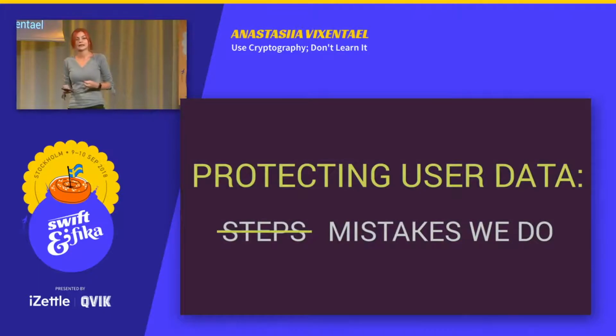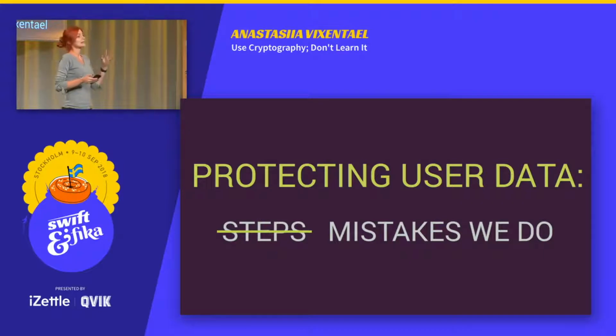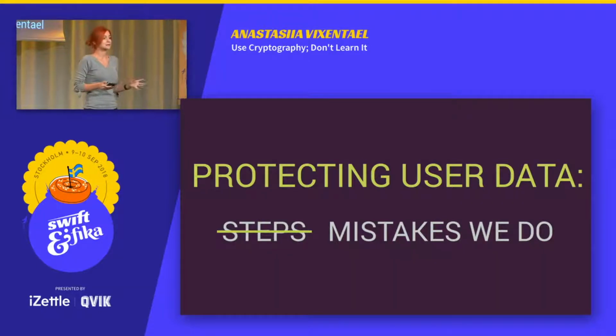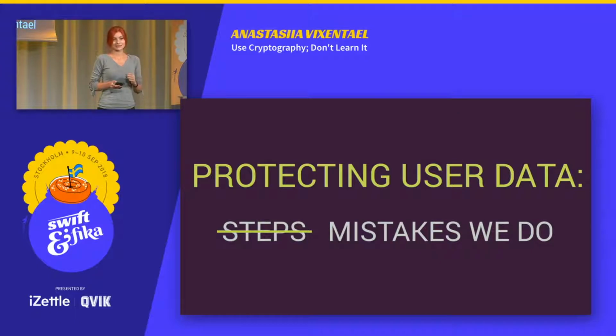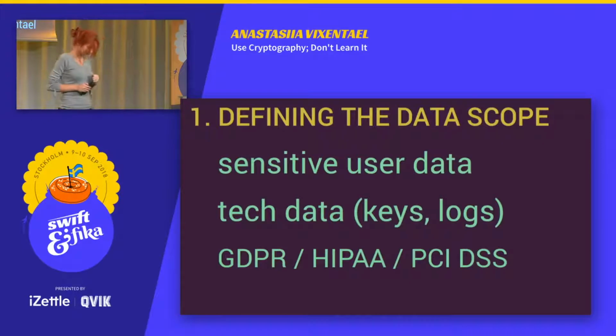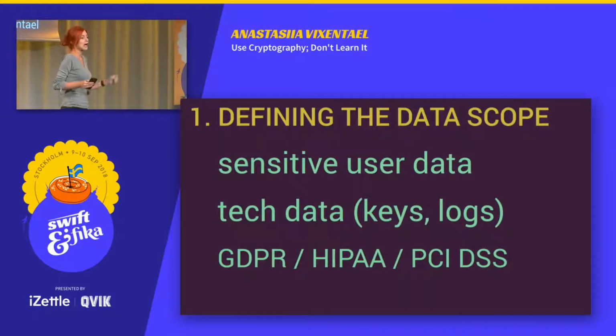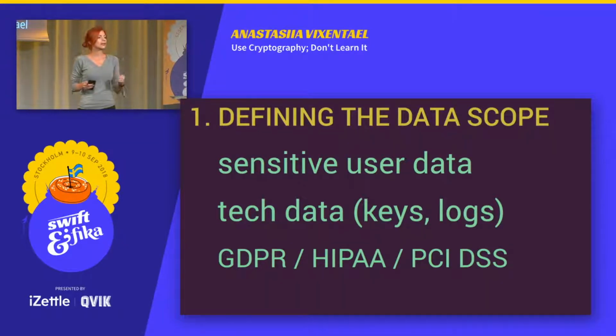I want to outline an approach that I myself repeated several times, and I saw my fellow colleagues repeat as well. Mistakes that we make when we are trying to protect the data. So, the first question is how to define a data scope. What data do we have? What data do we consider as sensitive? Does our opinion about sensitive data correspond with regulations we have in our market? Well, GDPR, HIPAA, PCI DSS, and so on.